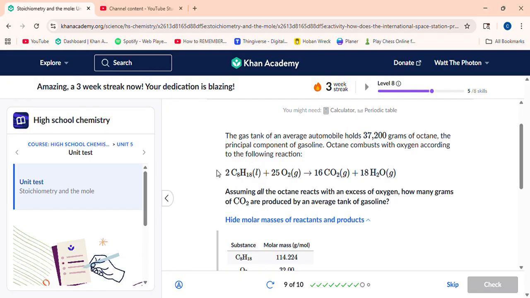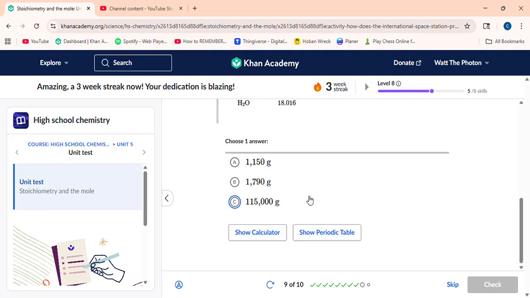Over 1 is grams per mole. So we're going to flip this to 114.224 grams is 1 mole. And multiply this times 37,200 over 1. And we get 37,200 divided by 114.224. That gets us 625.6 moles.